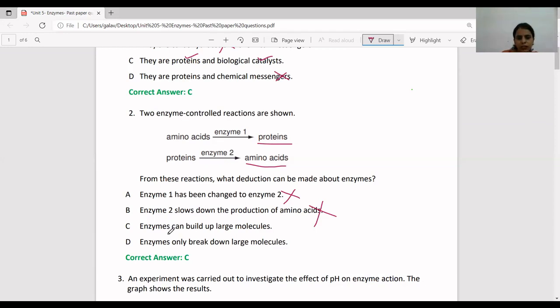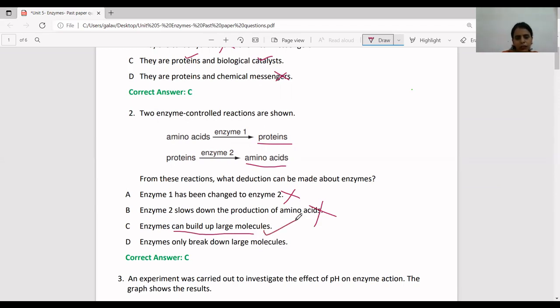Then the third option is enzymes can build up large molecules. Okay, this could be the correct answer, but let's go on to the fourth option also. Enzymes only break down large molecules. Okay, now out of these two, the correct answer for this question would be option C. Why? Because they are saying enzymes can build up large molecules.